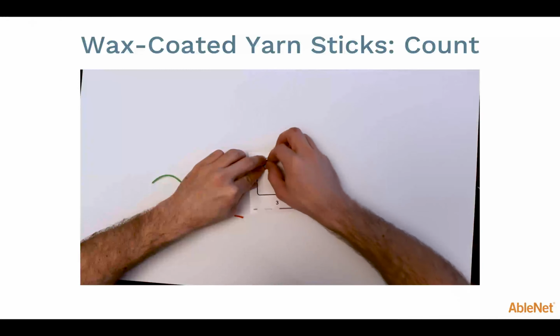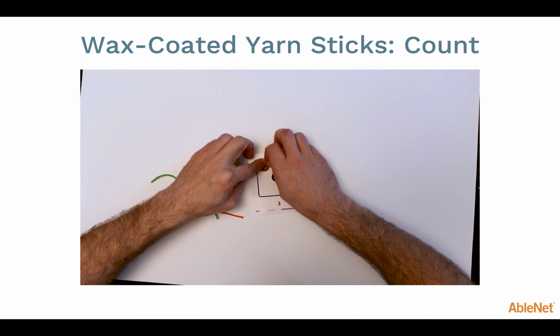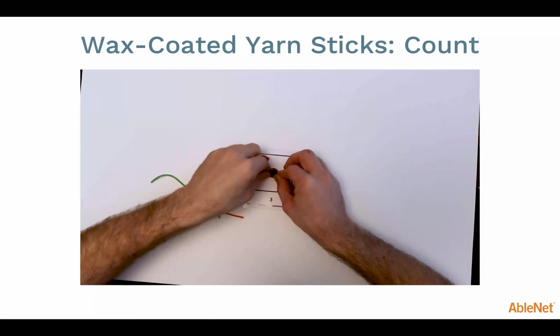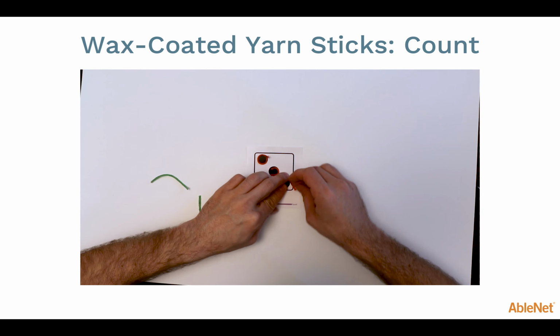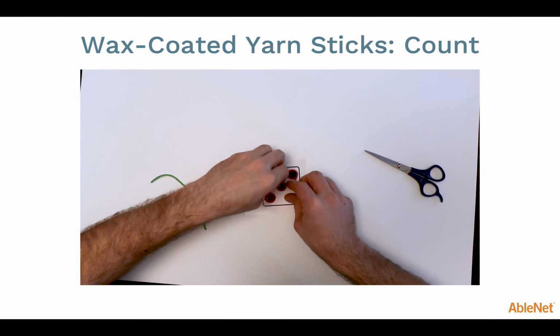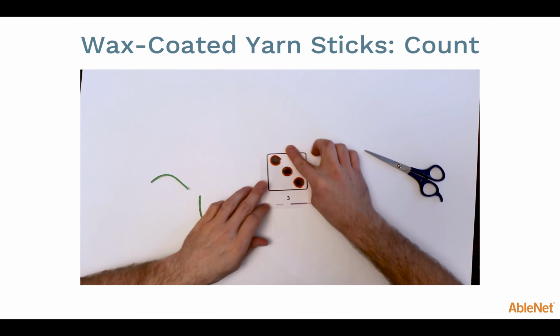Here's another example of how the wax-coated yarn sticks can be used to support students who may need a more tactile representation while learning about amounts. The wax-coated yarn sticks are placed on each dice pattern dot. Students can then feel the dots as they learn about the amount of 3.